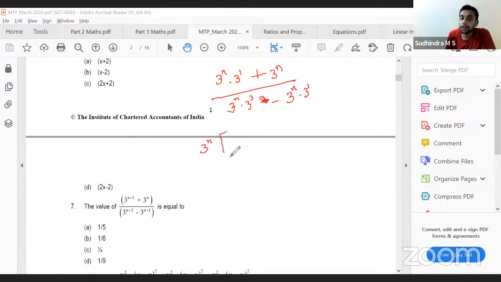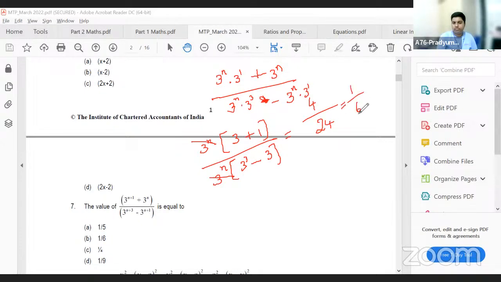If I take 3 to the power of n as common in the numerator, I'll be left with 3 plus 1. And in the denominator, if I take 3 to the power of n as common, I'll get 3 cube minus 3. Right? 3 to the power of n, 3 to the power of n get knocked off. 3 plus 1 is 4. 3 cube is 27. 27 minus 3 is 24. Further simplifying this, 1 by 6. Okay, so 1/6 is the answer.